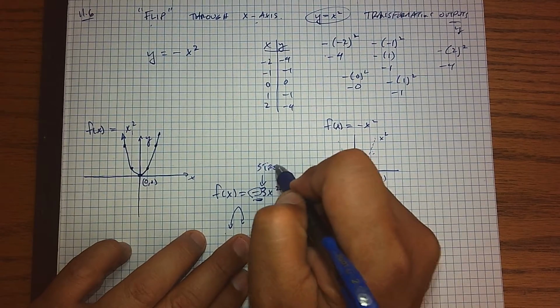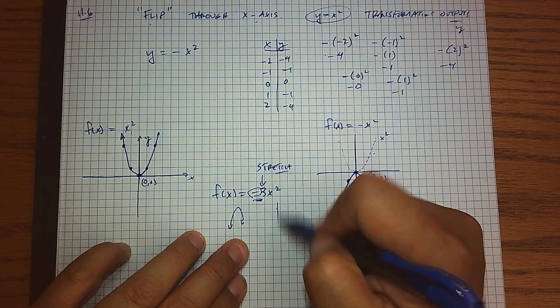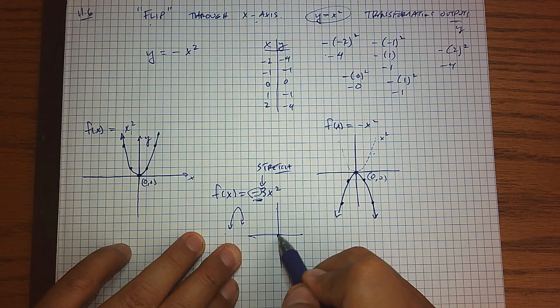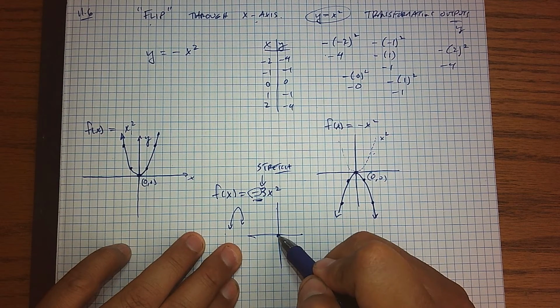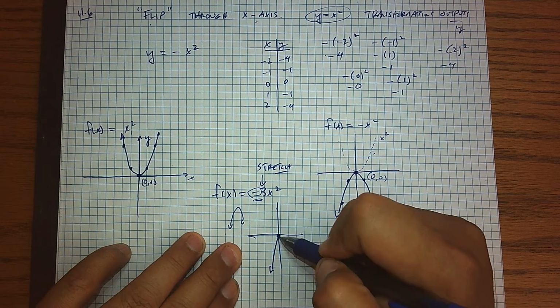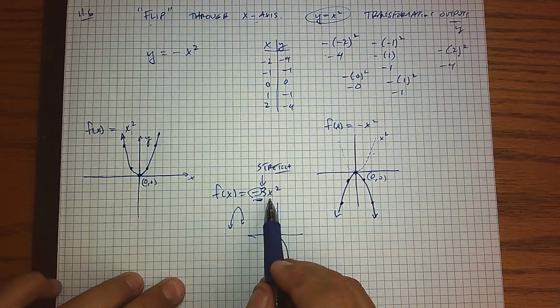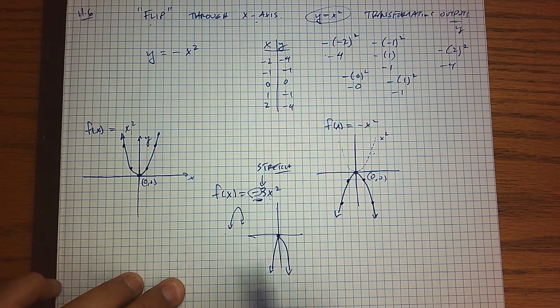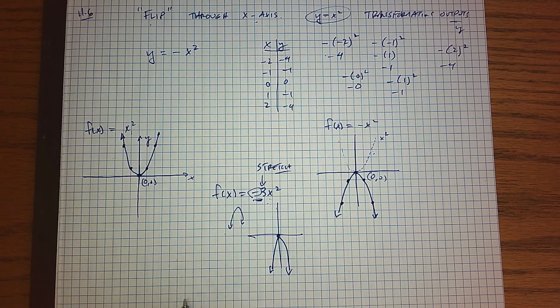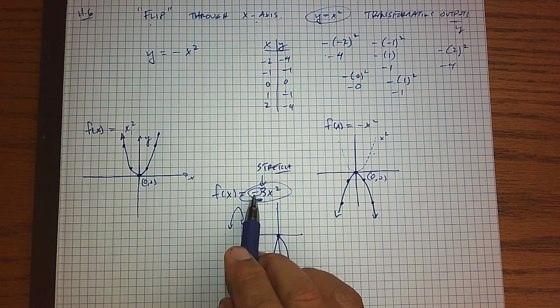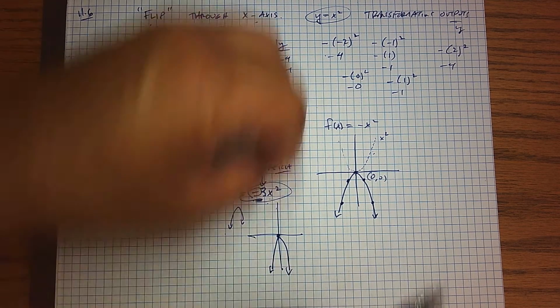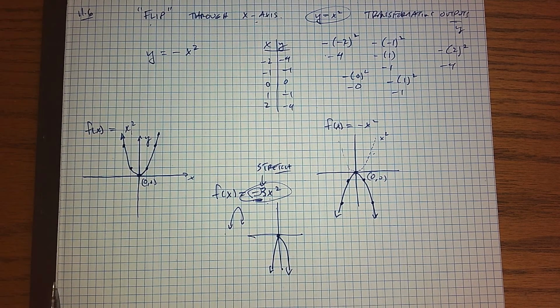If I was just to do a quick sketch of this, I'd go to my grid. 0, 0 would still be the vertex, but I would draw a parabola that's elongated going down. Of course, if I wanted more accuracy, I'd do the point plotting and find the points. But if I'm just trying to do a quick sketch, there's what my quick sketch of -3x squared would look like. The negative tells me we're pointing downwards, and the 3 says we're stretching it out, making it a little skinnier. And so you can start seeing how we're going to put all these transformations together.